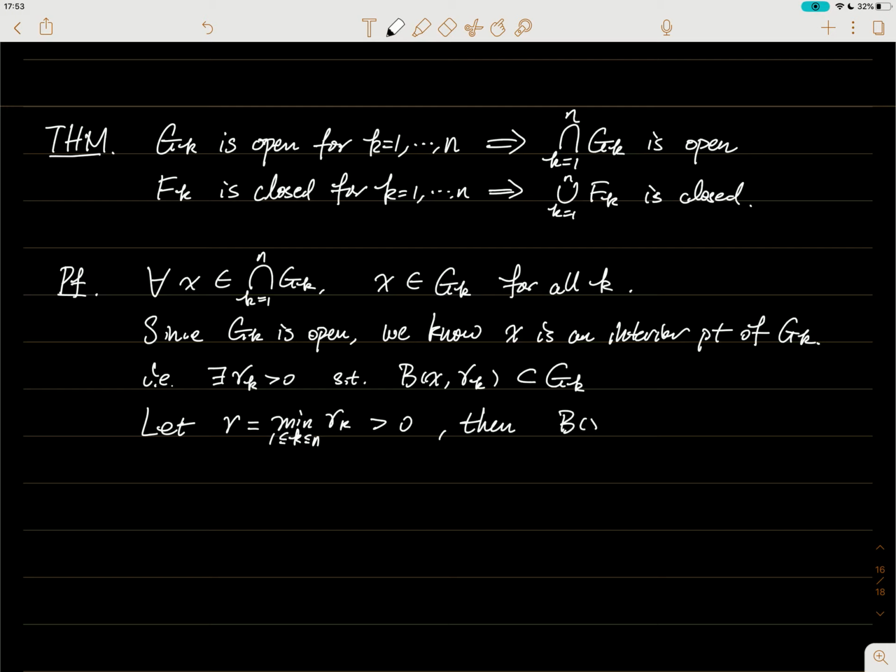Then we can see that the B(x, R) should be included in B(x, R_k) because R is even smaller than, it's no larger than R_k. Right? So it's a smaller ball, same center but with a smaller radius. And this is in G_k. And this is true for all the k's. And that means the B(x, R) is actually included in the intersection of the G_k's.